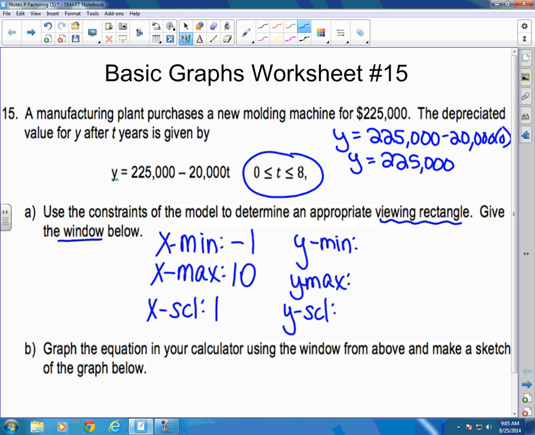At 8 years, it's worth its least amount of money. So my maximum value needs to at least be 225,000. And again, I'm going to go more than it, so I'm going to go up to 230,000.